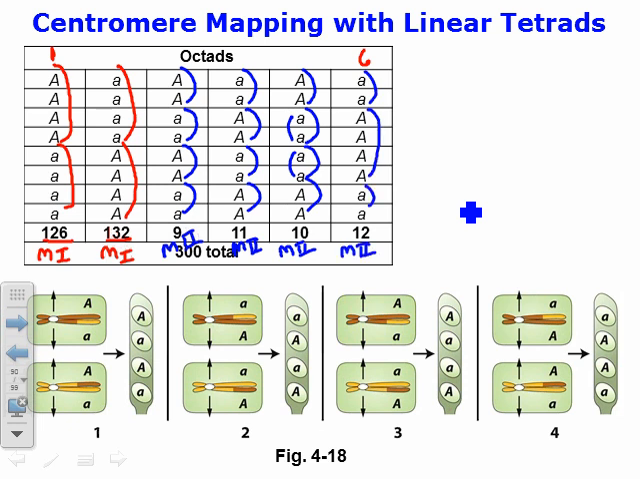So if we wanted to calculate the distance between gene A and the centromere, we would simply calculate, so again, the recombination frequency, which would be the total number of M1 asci.